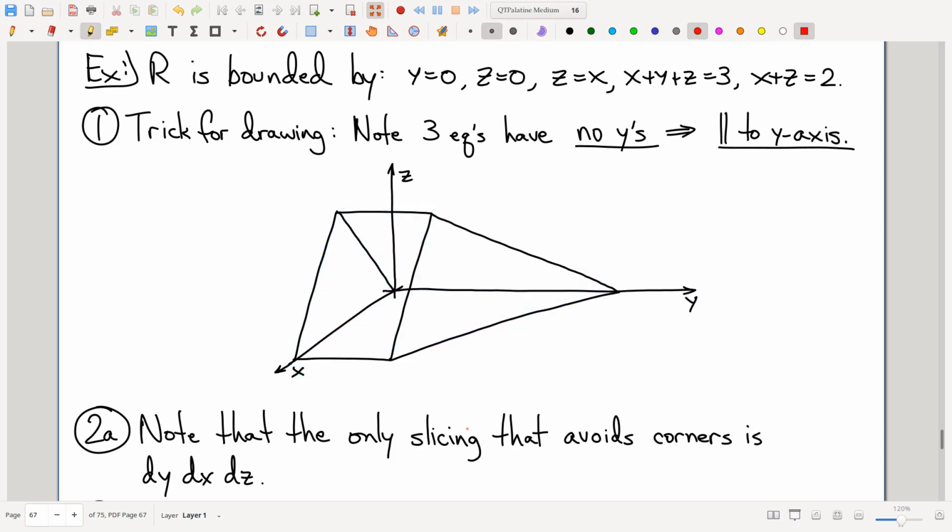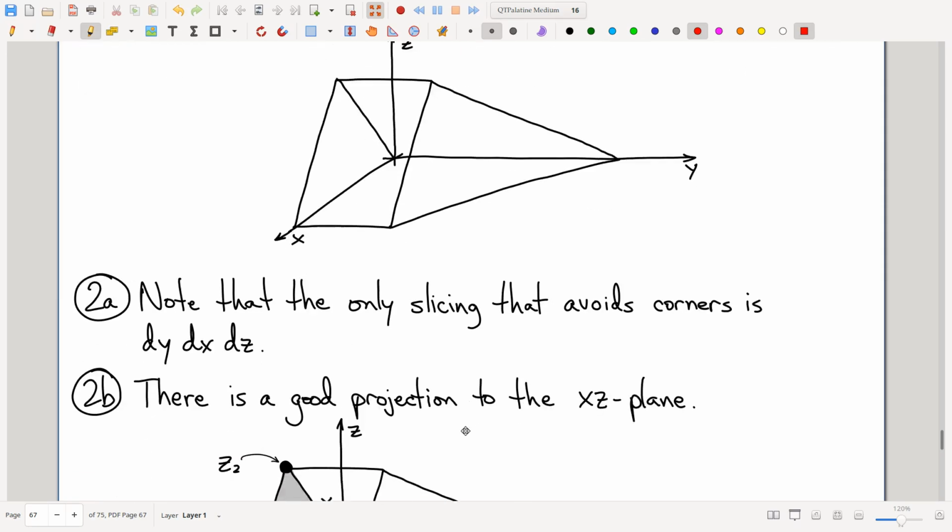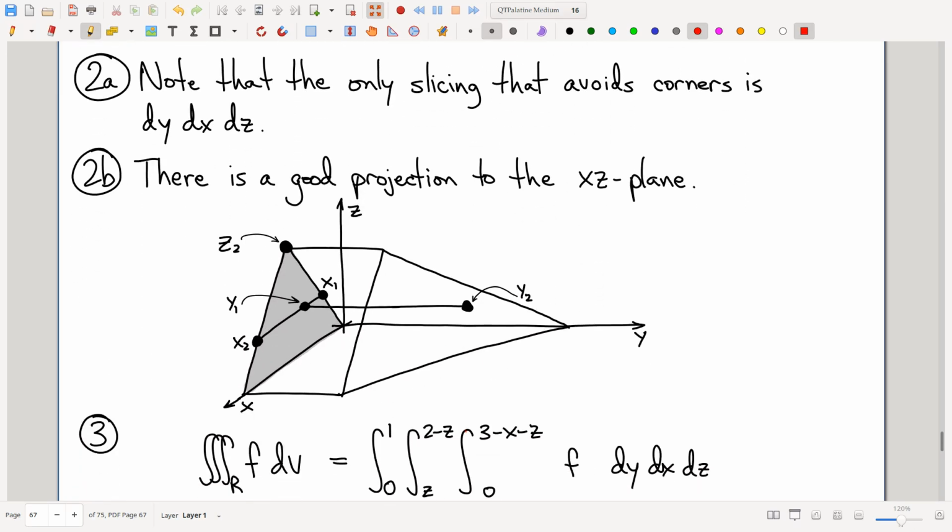And you think about the other options, and you find that, again, only one works out well, and that is if you project into the XZ plane. With the XZ projection, the lower bound for y is always on that one plane, and the upper bound for y is always on that plane.